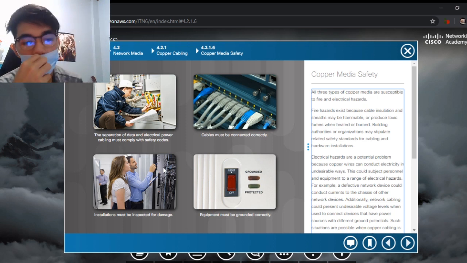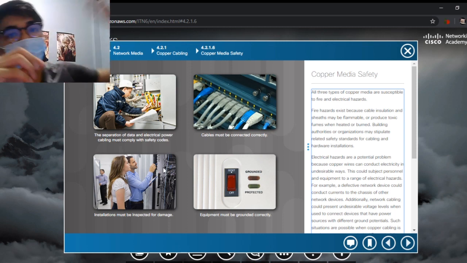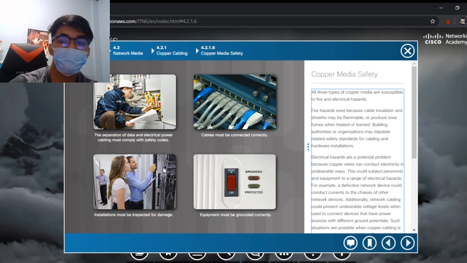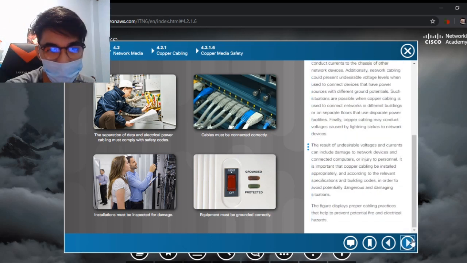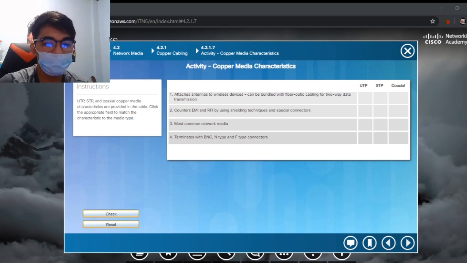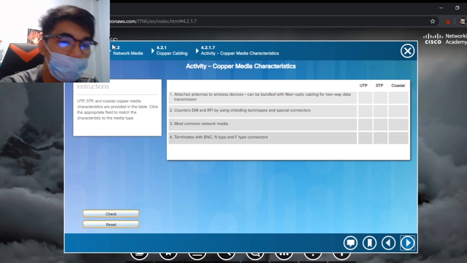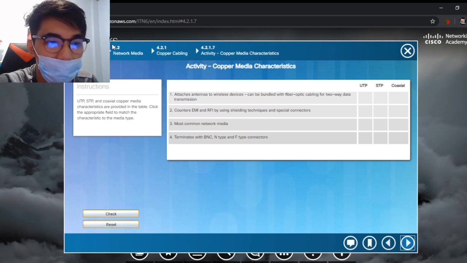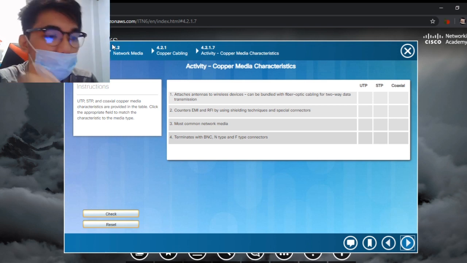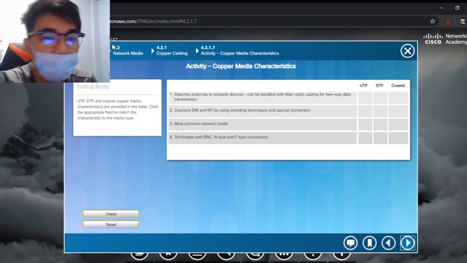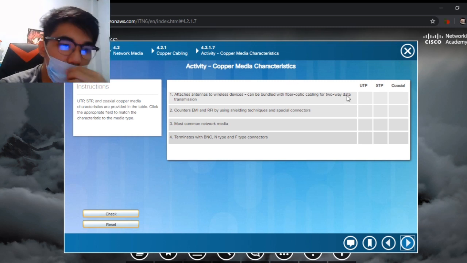Then equipment must be grounded correctly, because just like the lights turning on and off, in PCs there is the on and off, just like that. Then, activity. These are the activities of chapter 4, the copper media characteristics. As you can see here, attached antennas to wireless devices can be bundled with fiber optic cabling for two-way data transmission. Then that would be a UTP.